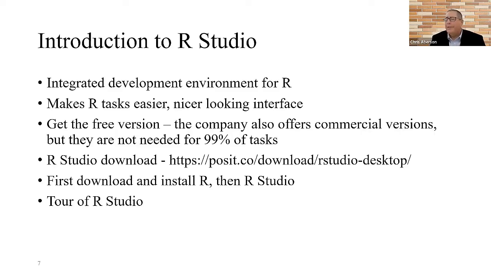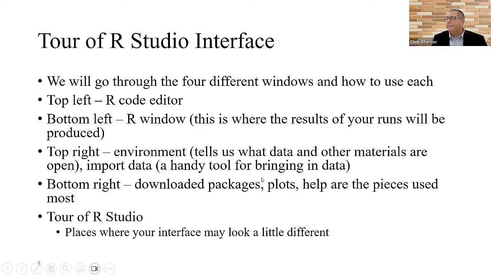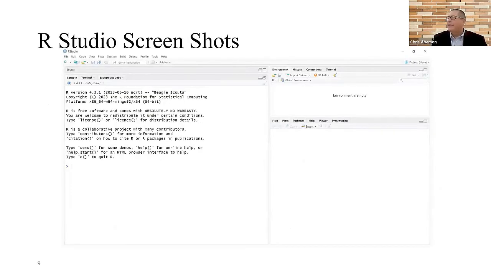So again, get the free version of R. And then the other piece that I wanted to remind everyone of, I've said it a couple times, we want to download and install R first, and then RStudio. We had a little tour of RStudio, and just to remind you what we saw there, we've got our four different windows. Top left is the code editor, bottom left is the R window or the R console. Top right was the environment, bottom right was where we downloaded packages. And here's what it looked like. And as I said, I'd like to go through and show every step that I went through, just so that you have a record of it.